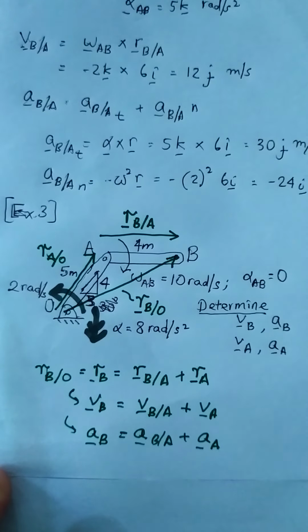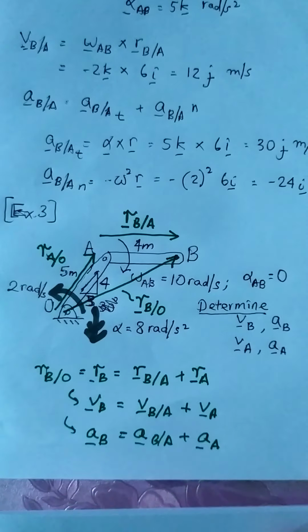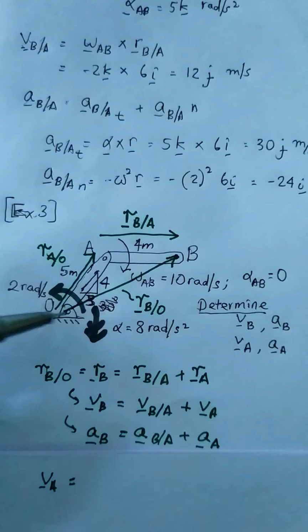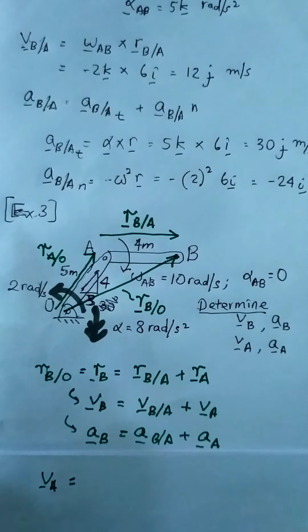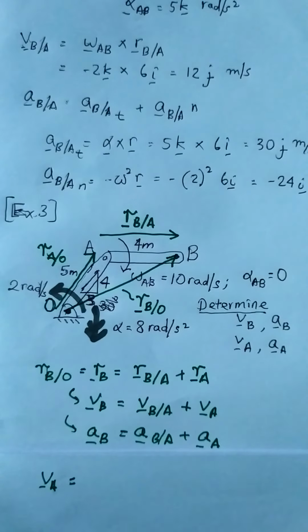So what do we know? We know that velocity A, because OA is moving about a fixed axis O. This is fixed axis O, the fixed point. So it can be treated as a rigid body in rotation about a fixed axis.